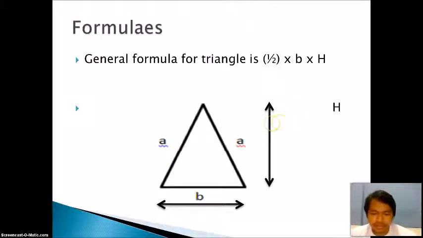The formula for the area of a triangle is commonly known as half times base times height. This here is the base and this here is the height. Put this all together and you get the area of this triangle.